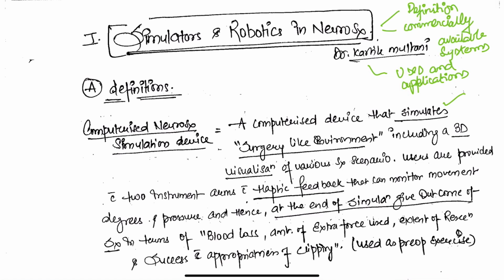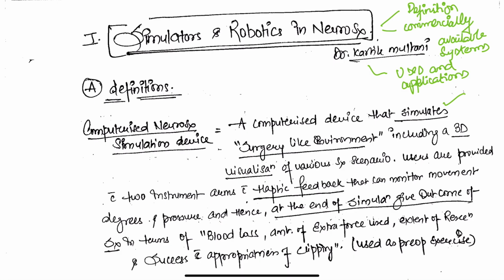Coming to our first topic, simulators and robotics in neurosurgery. Before going into this, we have to understand a few things. First, what is the definition of a simulator, what are the commercially available systems that are there, and what are its use cases.